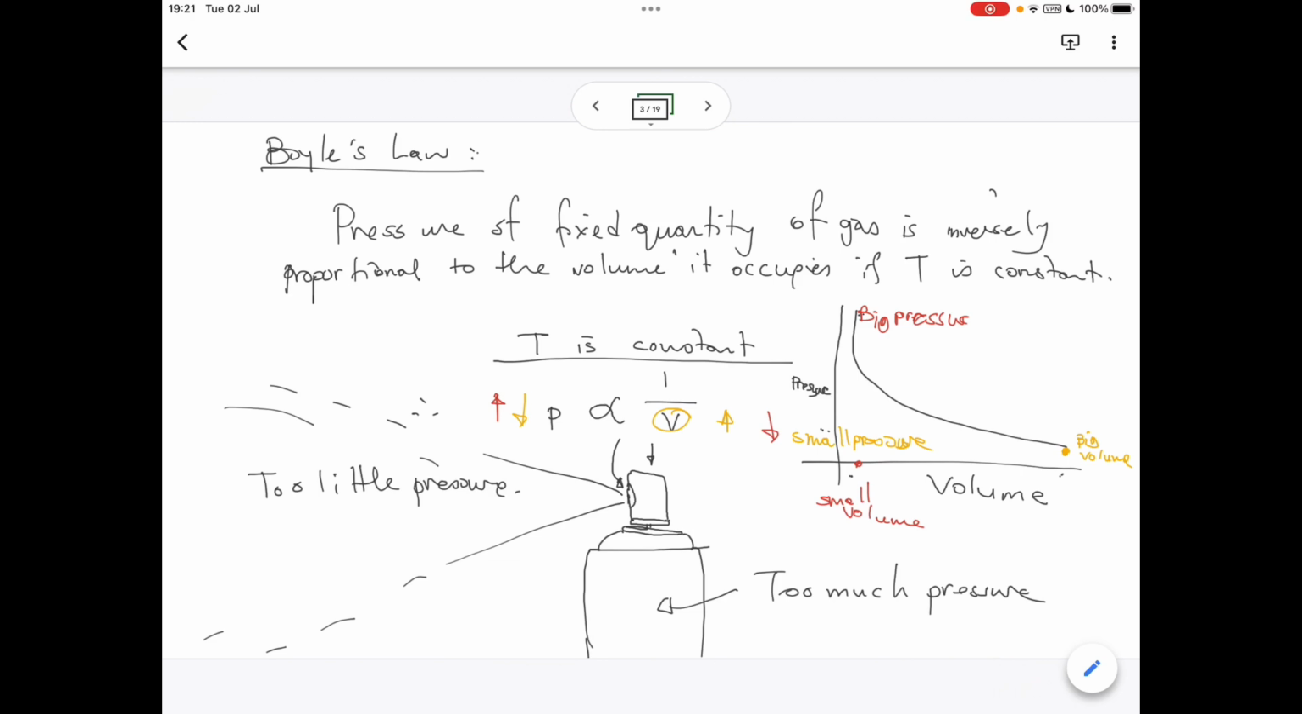So that's one application. And then there's the ideal gas equation, which takes into account Avogadro's law. Avogadro's law simply tells us that the same volume of different gases means the same number of particles.